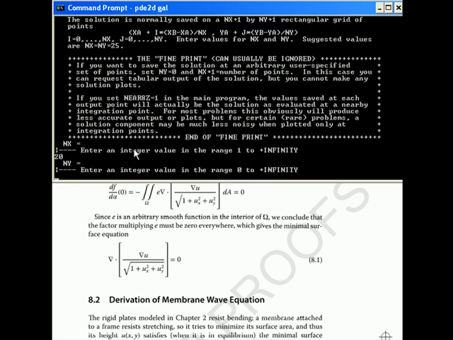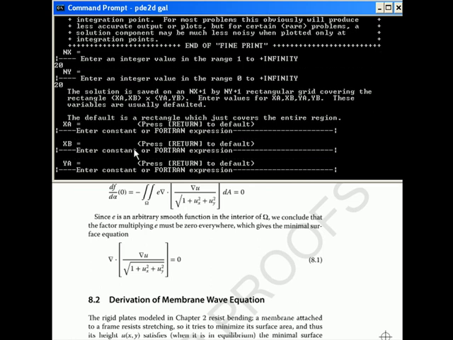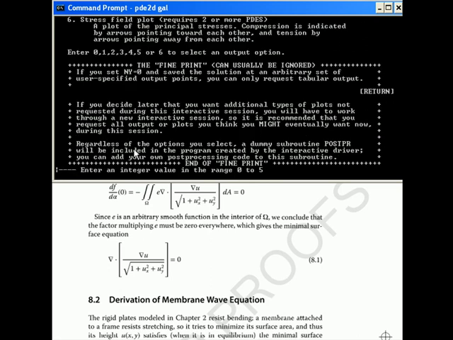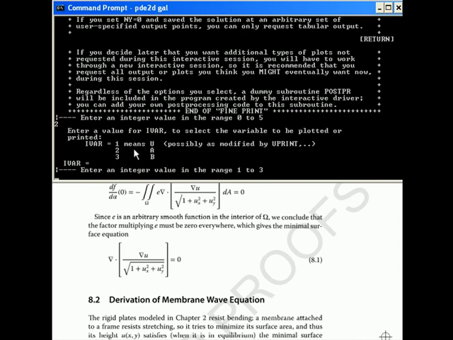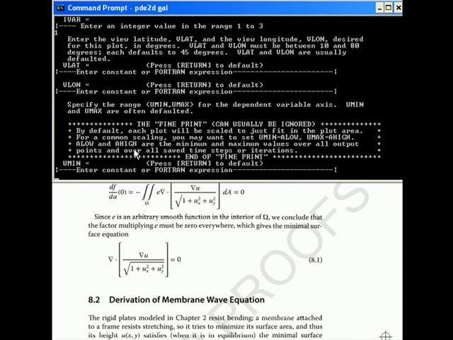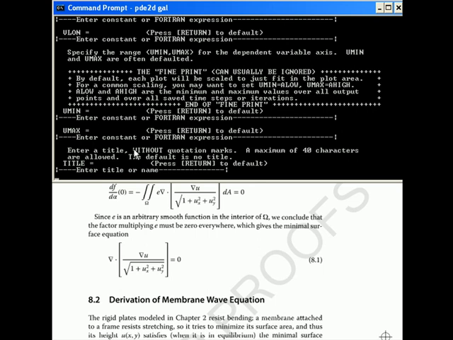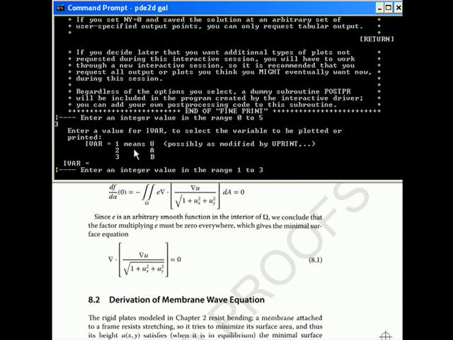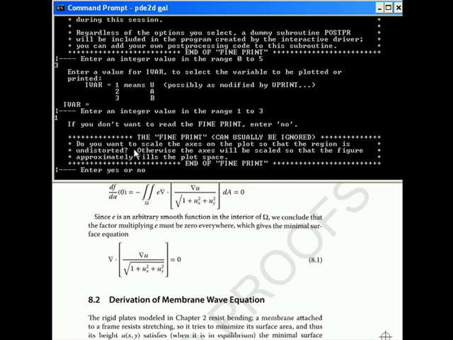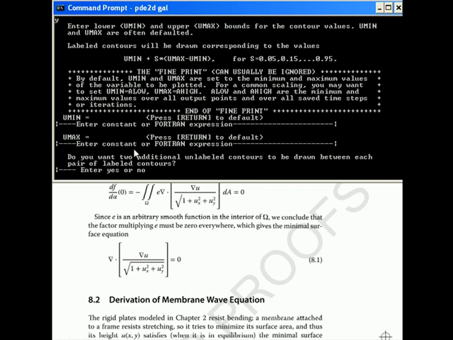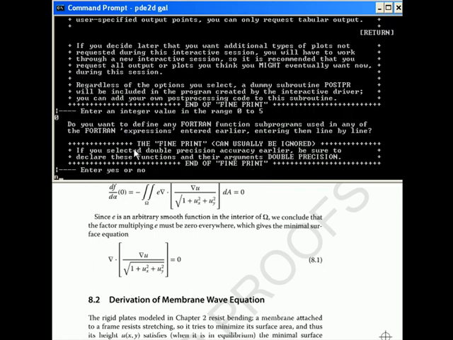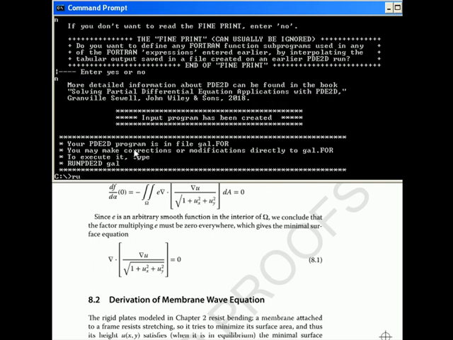Oh, a 20 by 20 output grid. Now let's do a surface and a contour plot of the solution. Surface plot of u. And a contour plot of u. That's it. Now run it.